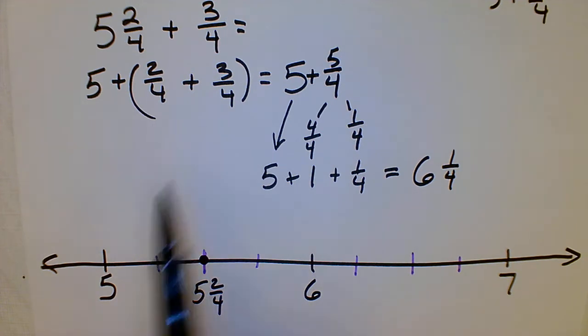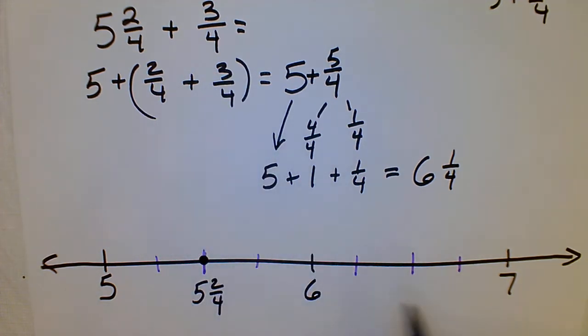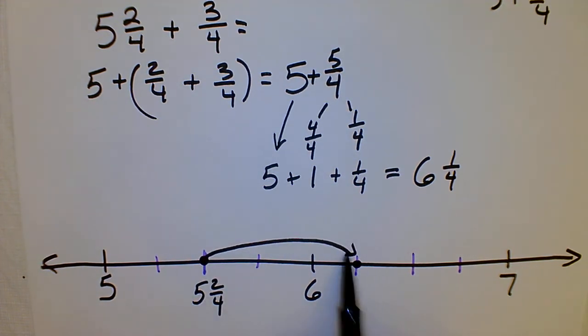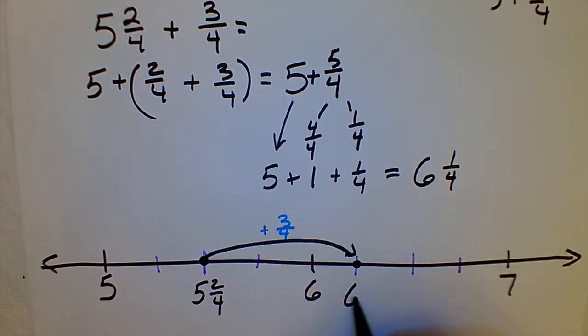And then what did we do? We hopped up 3 fourths. We moved to the right 3 fourths. We added 3 fourths. So 1, 2, 3. And here you can see what happened. When we got to that 2 fourths, we made a whole. We got to 6. And then we added on another fourth. So remember that we did this. Let me grab another color to show that we added 3 fourths. And we ended up at 6 and a fourth. And you can see that we went to 6 and added a fourth.